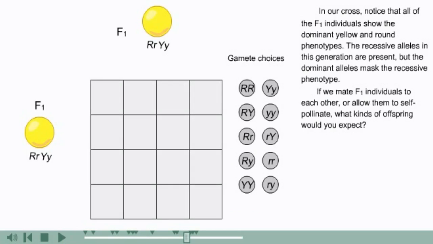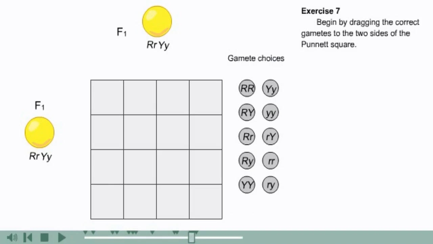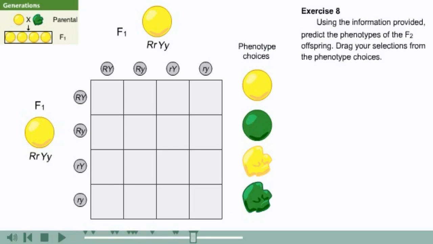If we mate F1 individuals to each other or allow them to self-pollinate, what kinds of offspring would you expect? Begin by dragging the correct gametes to the two sides of the Punnett square. Using the information provided, predict the phenotypes of the F2 offspring. Drag your selections from the phenotype choices.